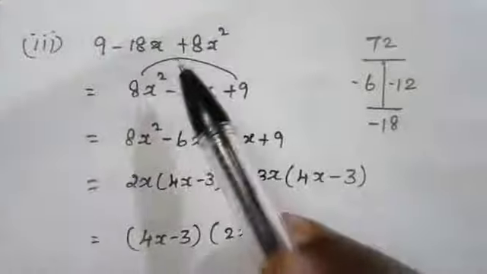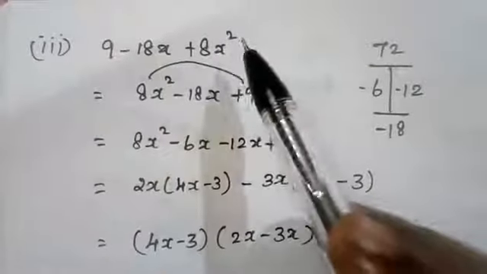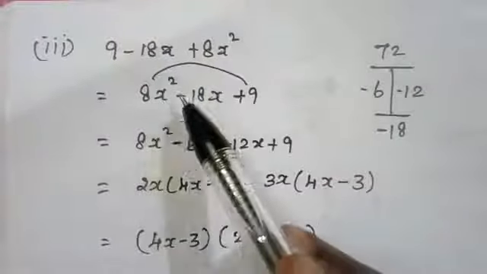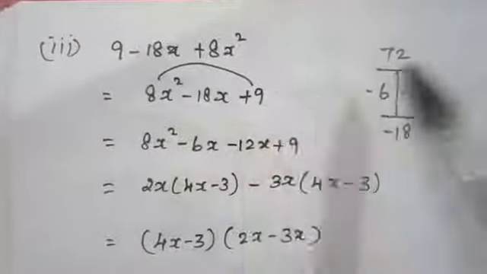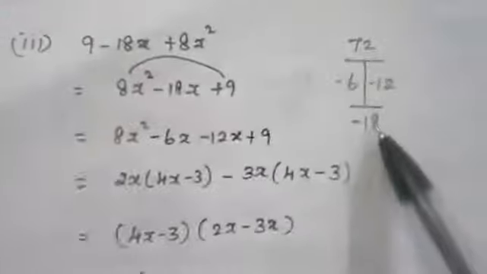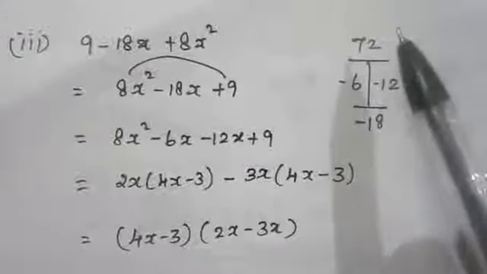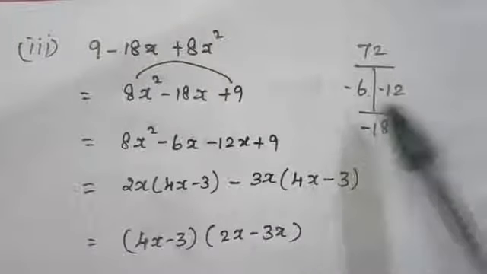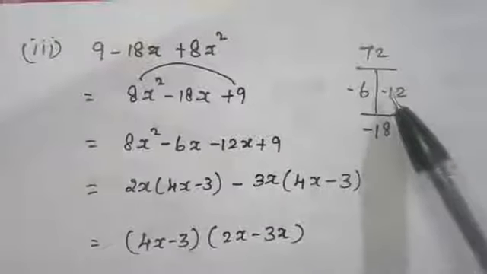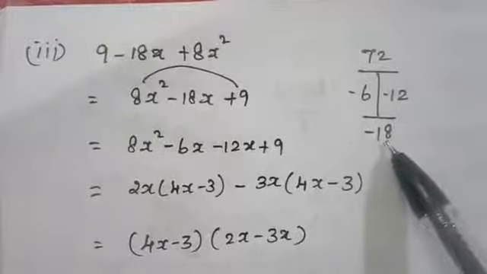Now third problem, 9 minus 18x plus 8x square. First write in standard form, 8x square minus 18x plus 9. Then you have to multiply these two, that is 72. Then the sum value is minus 18. So 6 twelves are 72. So we need minus. Same sign, we have to add, so both you have to use minus. So that is minus 18.